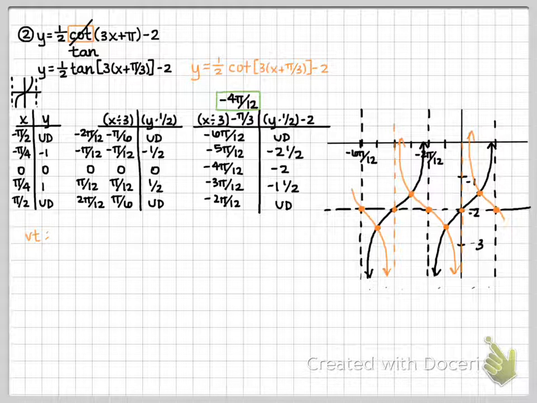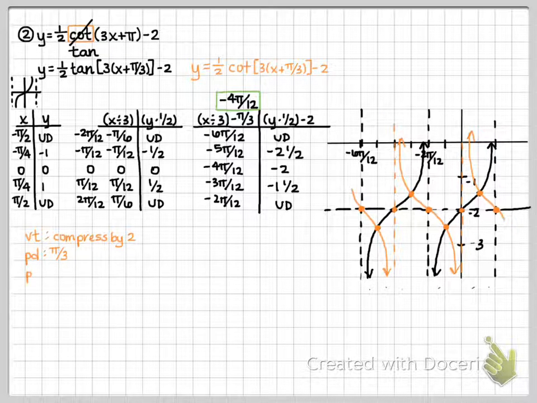So it looks like I timesed by a half, which means this was a compress by 2. So I took all of them and divided them by 2. So they're not as stretched out anymore. Then I need to take a look at my period. The period for cotangent is the exact same thing as the period for tangent. So it's going to be pi over b, which is going to be pi over 3.